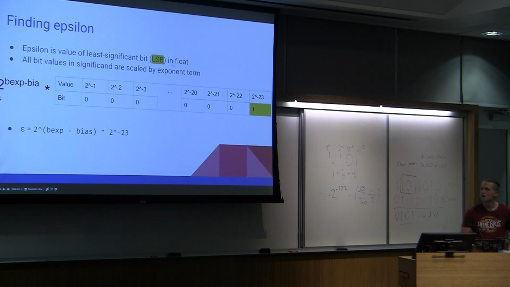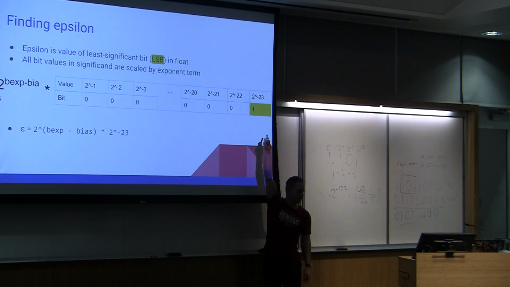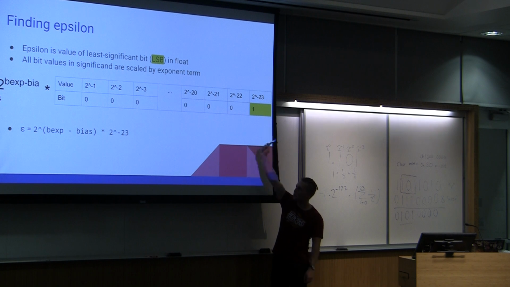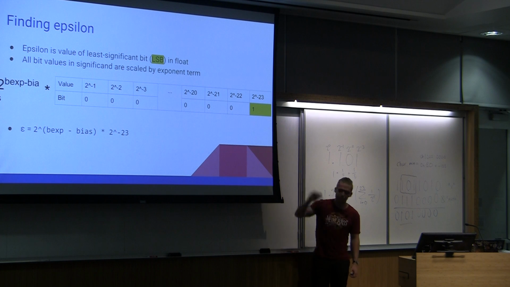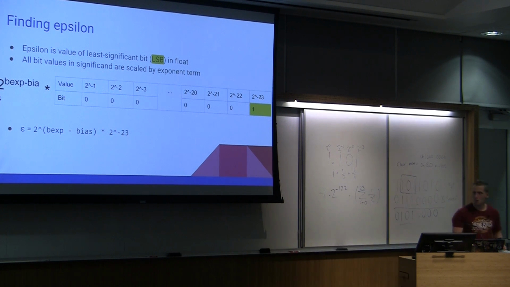To find the value of epsilon, here I've drawn the significand. On the top, we have the value of the columns, and on the bottom, we have some bits that might be there. I have all zeros and then a 1 in the rightmost column. This number will give us the value of epsilon, because if epsilon is defined to be the value of the least significant bit, then I can write a number where all the other bits are 0 and the rightmost bit is turned on, and then compute its value.